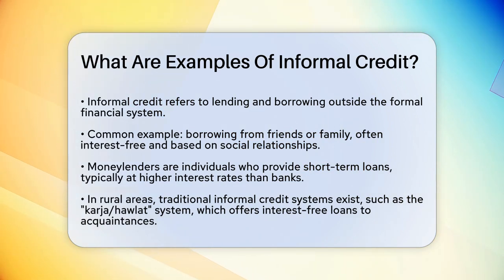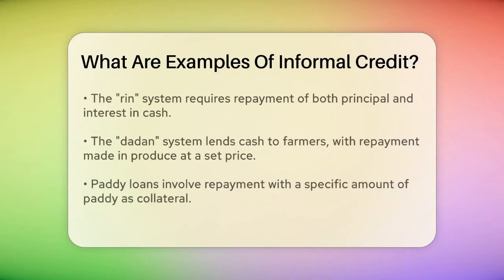Another example is moneylenders. These are individuals who lend money, often at short term, and can be found in both urban and rural areas. Moneylenders might charge interest, and the rates can be quite high compared to formal loans. In some cases, they might even use post-dated checks as a form of collateral.